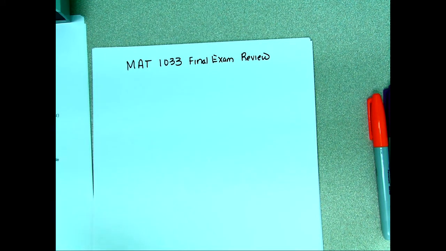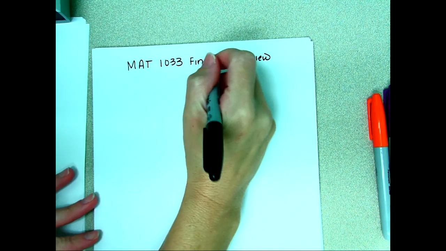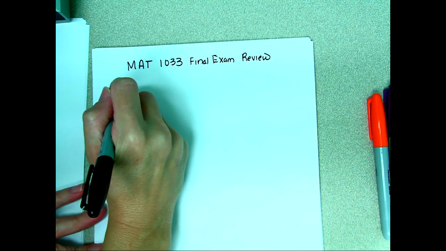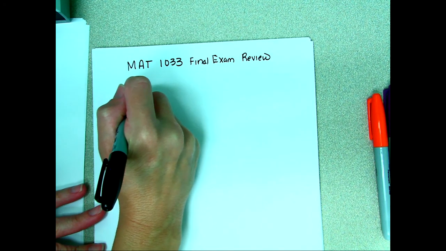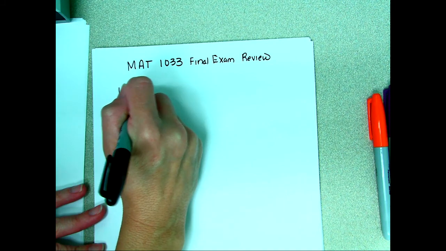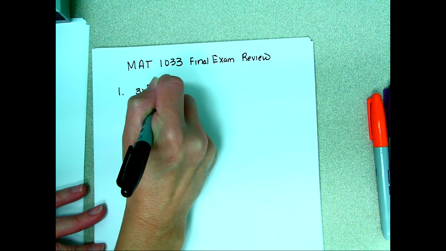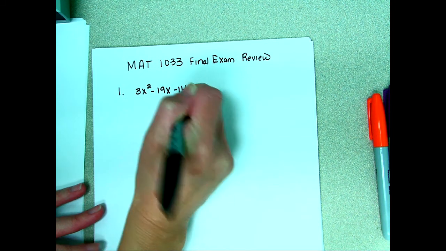This is the MAT Intermediate Algebra 1033 Final Exam Review. Problem number 1. Factor completely. 3x squared minus 19x minus 14.